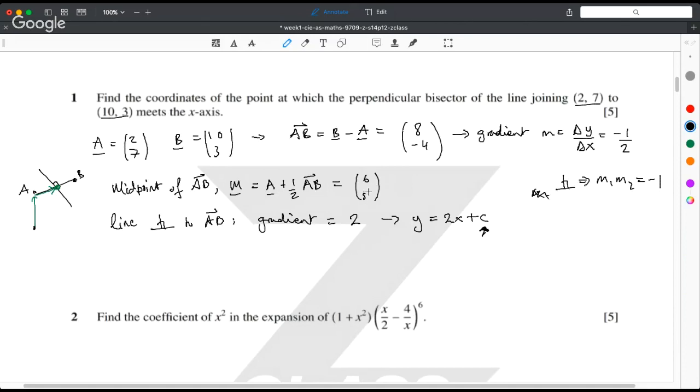Well, we know a point. We know that it passes through the midpoint. So we plug that in. We get 5 is equal to 12 plus c. So c is equal to minus 7.